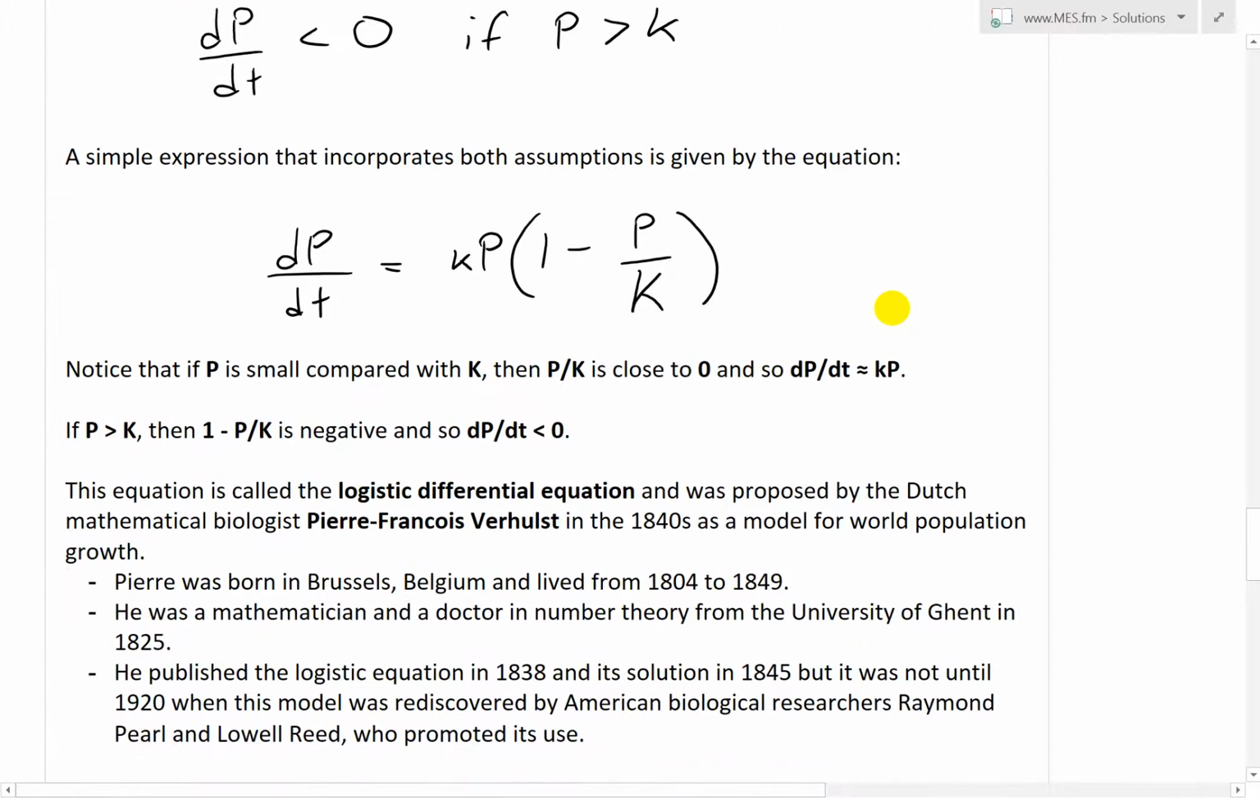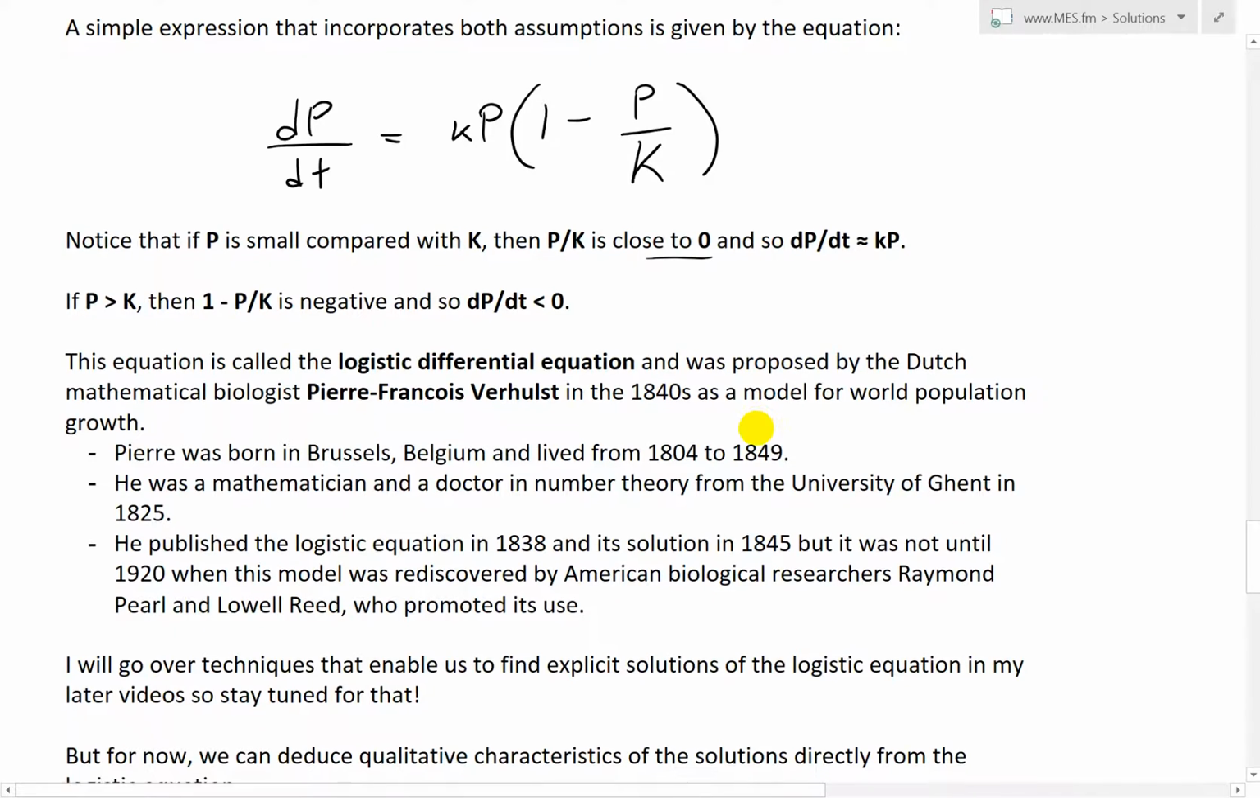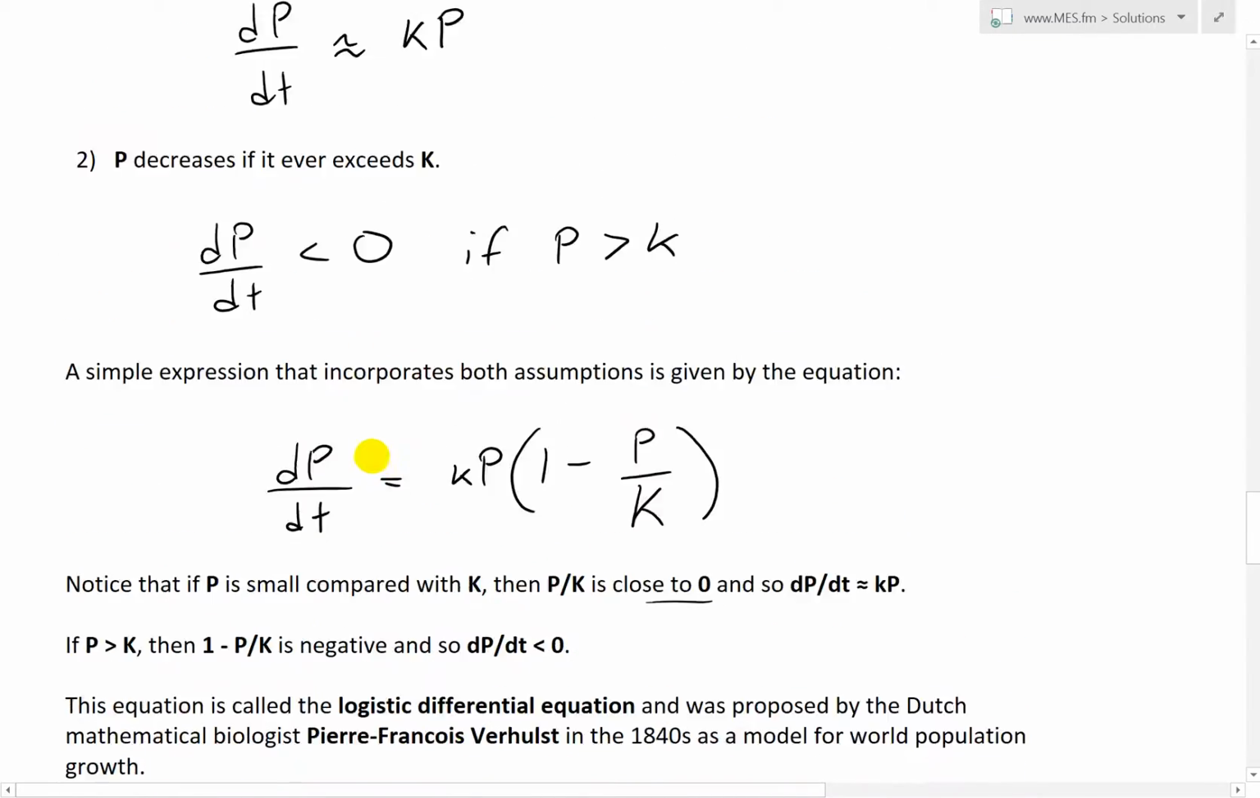And here I've written that down. Basically, notice that if P is small compared with capital K, or the carrying capacity, then P divided by K is close to 0. So if this is close to 0, we have 1 minus 0, which is just 1. So what we'll end up having is dP over dt is roughly proportional to kP, or equals kP, which is our first assumption.